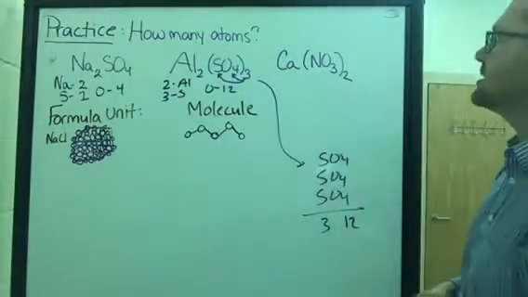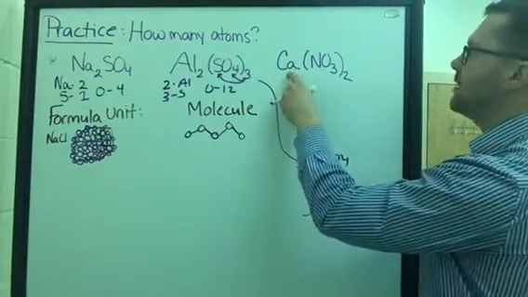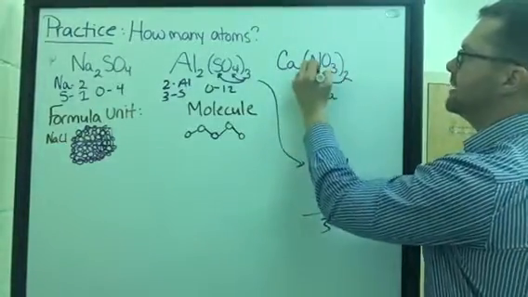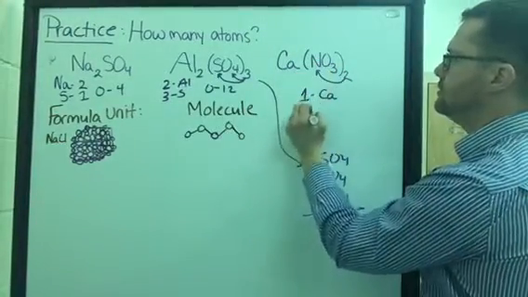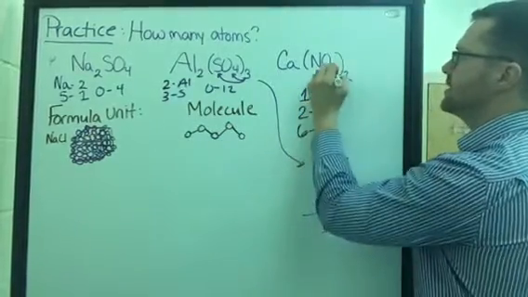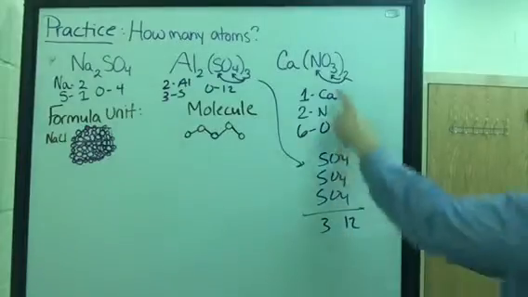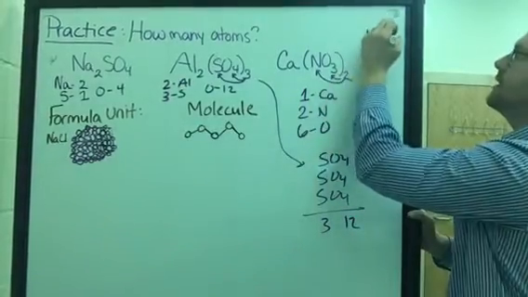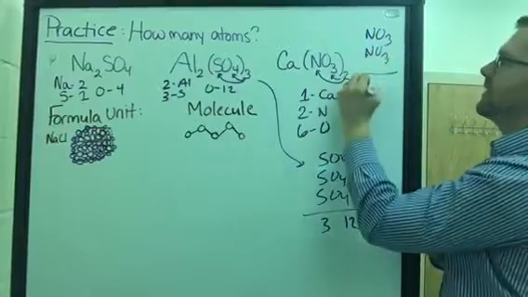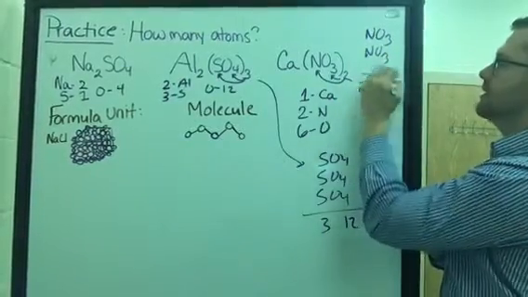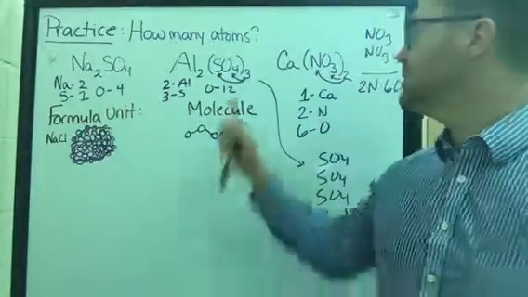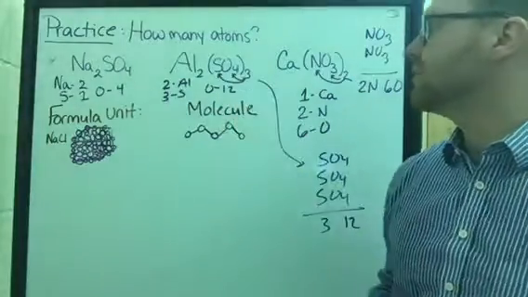All right, let's try calcium nitrate. So we have 1 atom of calcium, and now we've got 2 atoms of nitrogen and 6 atoms of oxygen. Again, this is like saying I have 2 nitrates. If I add them up, I've got 2 N's and I've got 6 O's. So the key here is remembering to distribute when you see the parentheses to find the number of atoms.